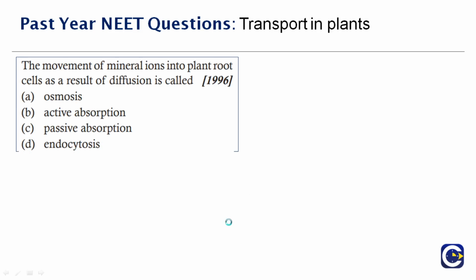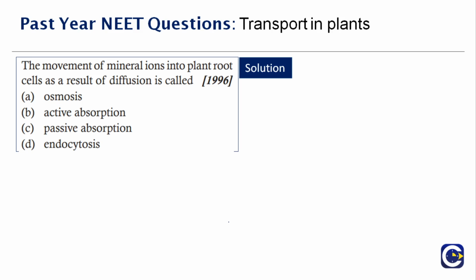Okay, next question. This question was asked in the year 1996. Let's read it here. The movement of mineral ions into plant root cells as a result of diffusion is called as. You're given four options here: osmosis, active absorption, passive absorption, endocytosis. So it cannot be endocytosis, it should be one of options A, B and C. Now we'll go one by one.